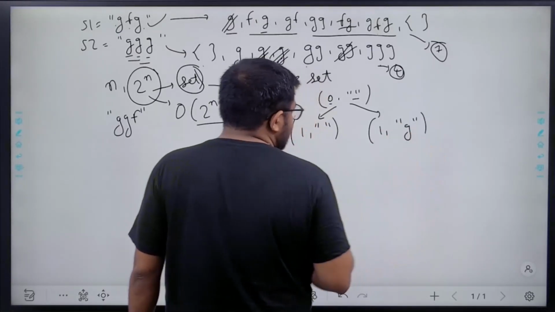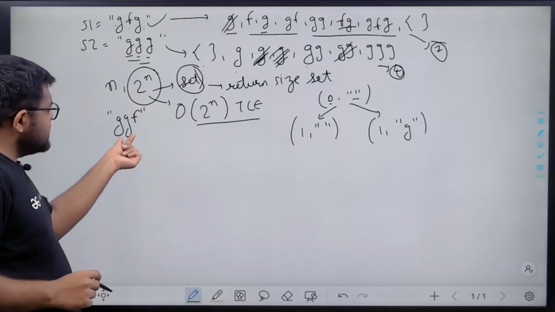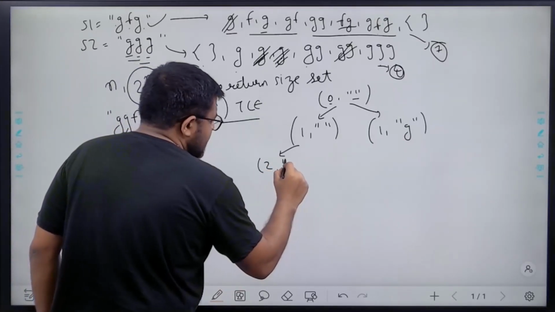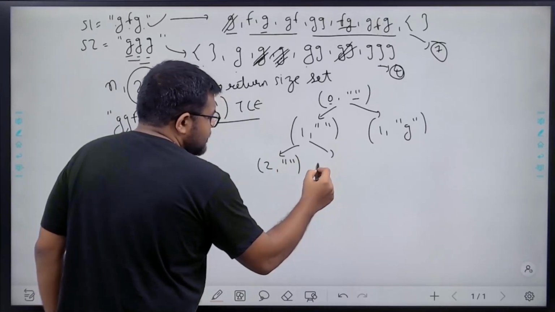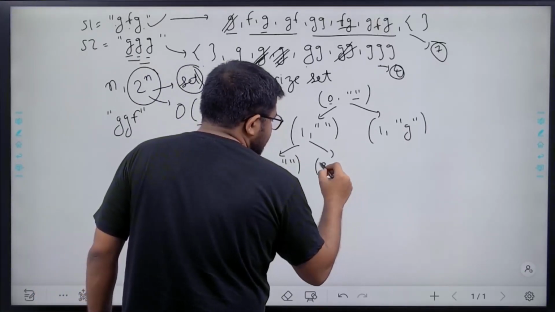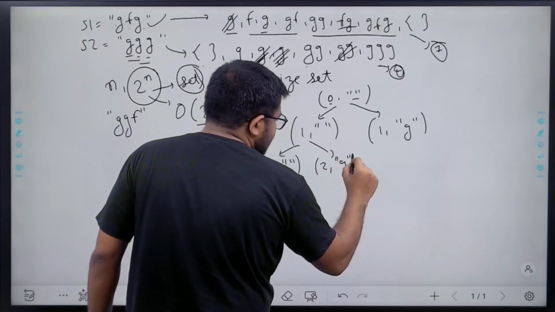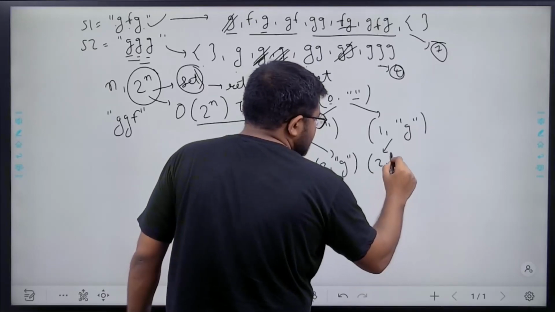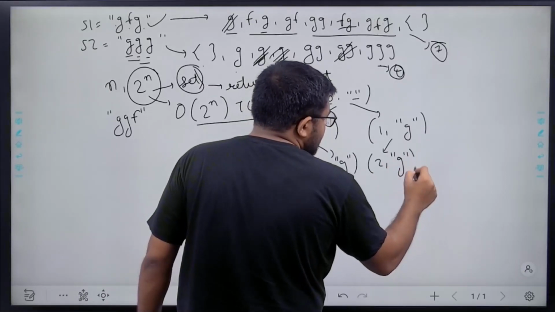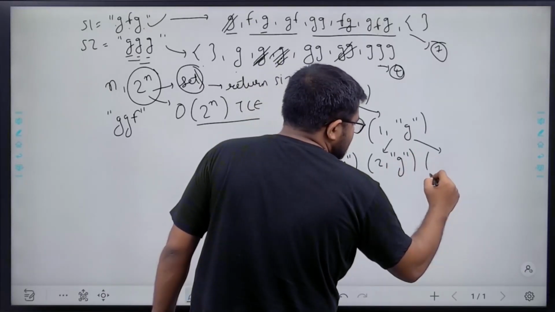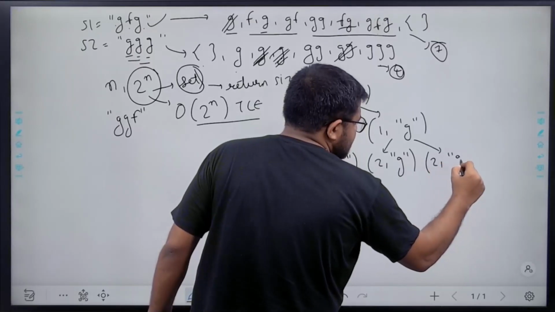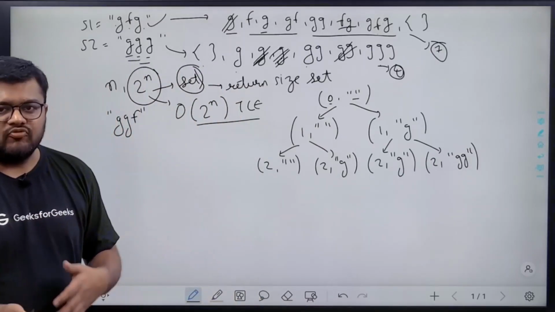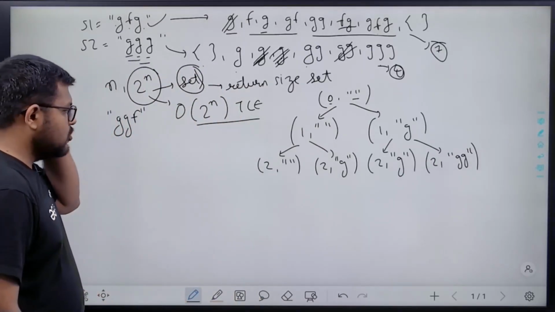Now again at the first index I will have two choices. If I do not pick that element, the next choice will be at the second index and my string will remain empty only. If I pick that element, the next choice will be at the second index and my string will become G. Here also, if I do not choose, the next choice will be at the second index and it will remain G only. If I choose the element at the first index, the next choice will be at the second index and my subsequence till now will become GG, right? Because at every step I have two choices, either to pick that element or not to pick that element.